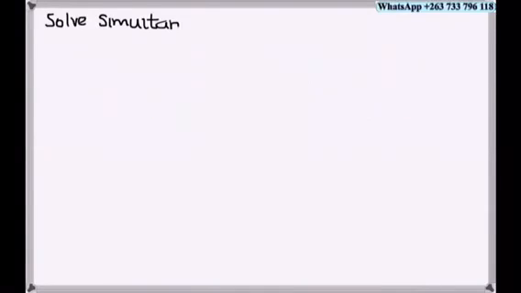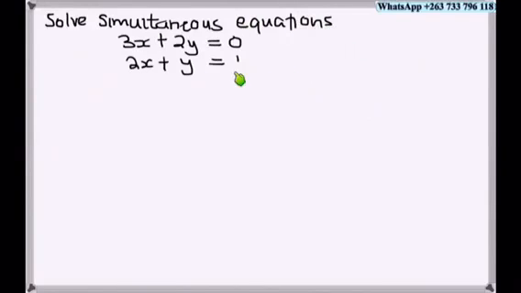Let's look at the following example. Solve the simultaneous equations 3x plus 2y equals 0, 2x plus y equals 1. Therefore, the first step here is to form a matrix. So we have a square matrix here, 3 on the upper left, 2 on the bottom left, 2 on the upper right, then 1 on the lower right. So we take the coefficients only.